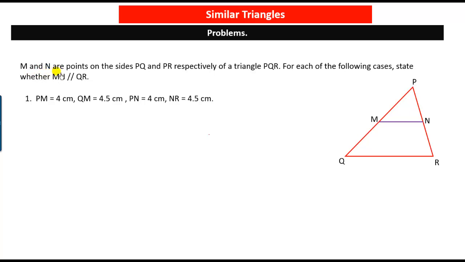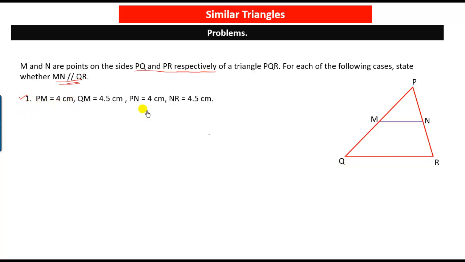M and N are the points on the sides PQ and PR respectively of a triangle PQR. For each of the following cases, state whether MN is parallel to QR. Here MN is a line segment intersecting the two sides of the triangle, PQ and PR, at M and N respectively, and we have to state whether MN is parallel to QR with the given conditions.